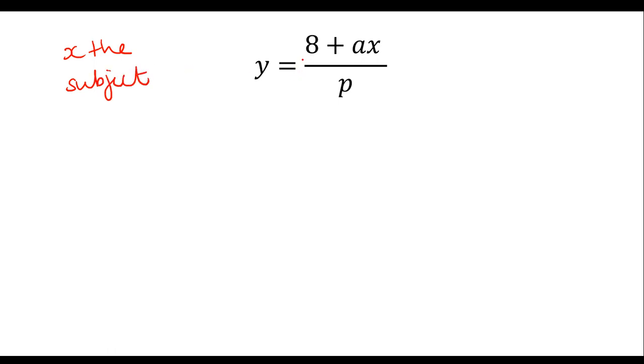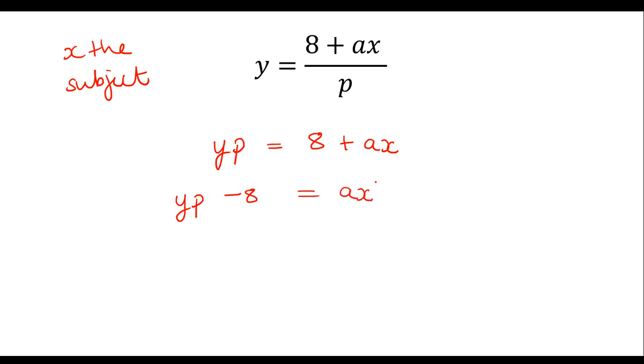So I've got y equals (8 plus ax) all divided by p. So the last thing that happened here was this division. So I'm going to get rid of that p first by multiplying everything by p. I get yp equals 8 plus ax. And now I want to undo this plus 8. So I'm going to subtract 8 from the left-hand side. So it'll be yp, take away 8, left with ax.